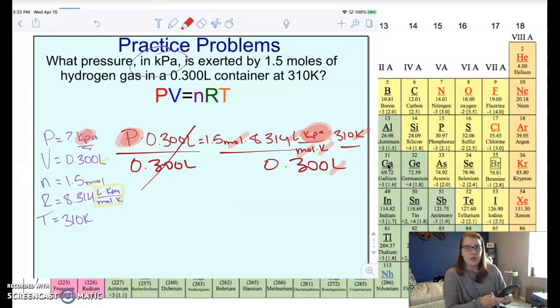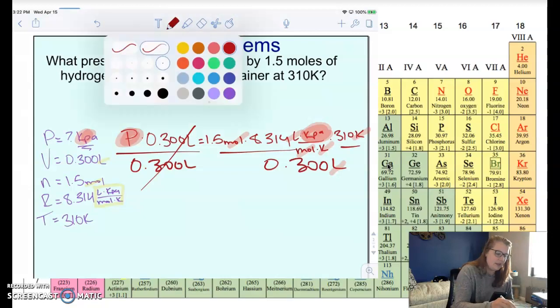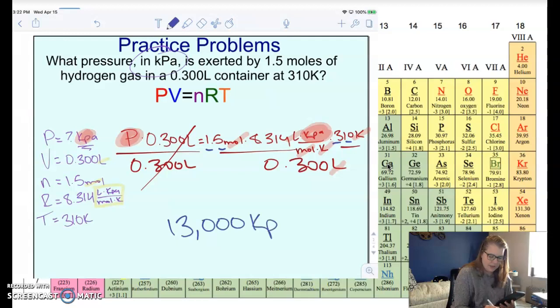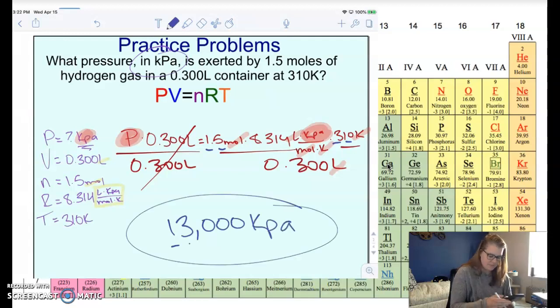So if I go ahead and solve now, I'm going to do 1.5 times 8.314 times 310 divided by 0.300. Sig figs. Looks like I've got 2 here, 2 there, so it looks like I'm going to go for 2. I'm getting 13,000 kPa for my final answer.